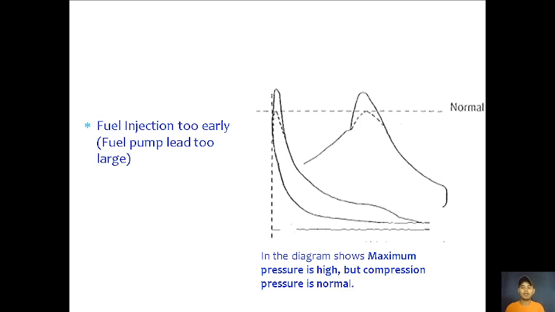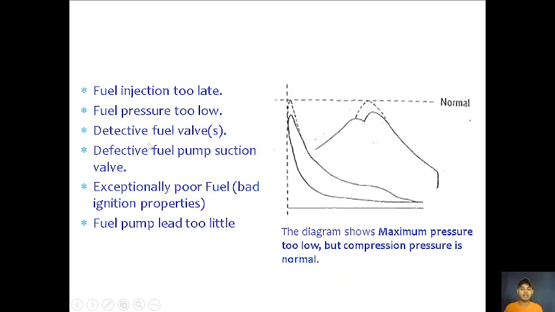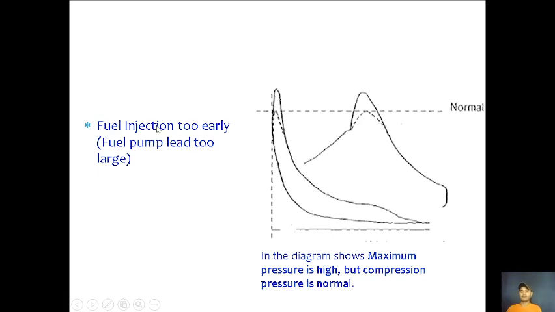Next, we'll go with here. As you can see in the normal diagram, we have the broken line, and the pressure is now higher than the normal pressure. The diagram shows maximum pressure is high, but compression pressure is normal. So what could be the problem? Fuel injection too early, so advanced injection, or fuel pump lead too large. It is the other way around from the first diagram. So there may be a problem in the injector or in your pump.